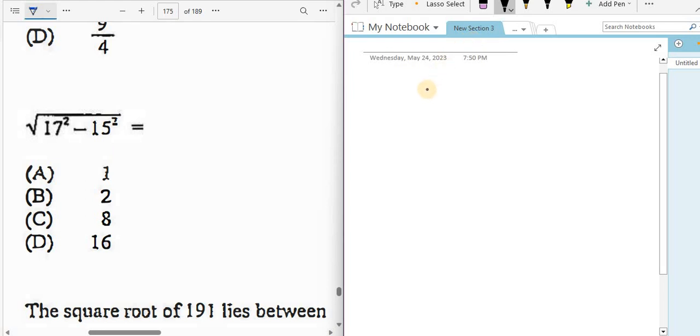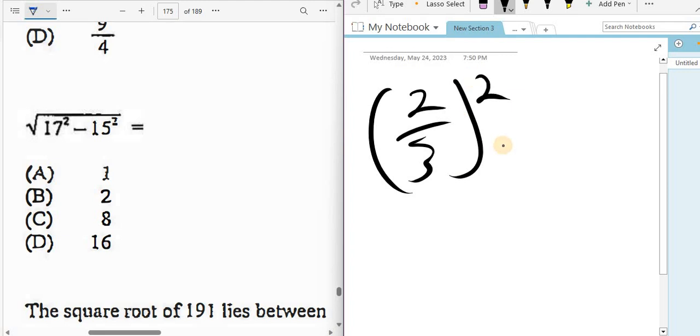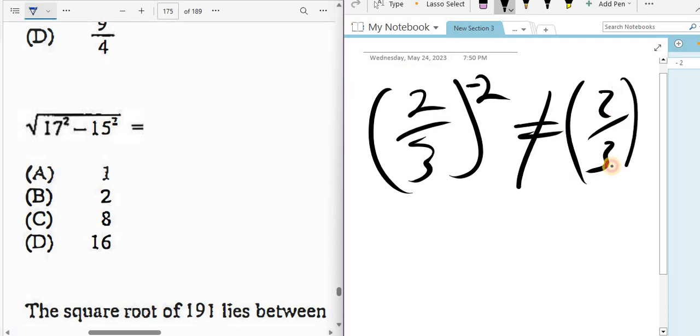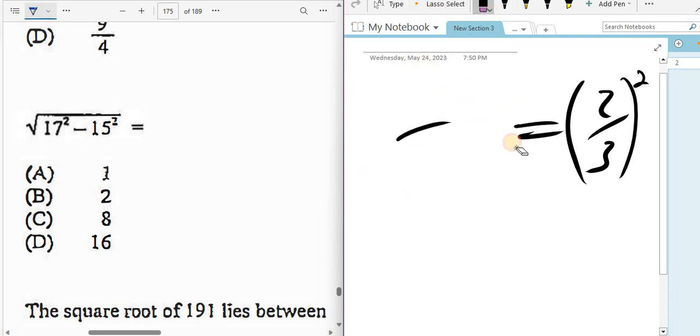Because you didn't ask for, what was the original one? 2 over 3? He didn't ask for this, guys. That's not what he asked for. What you were given had a negative power. Once it's negative, now you have to flip the fraction. Got it? This is not equal to 2/3 squared. These two things are not the same. One has a negative power, so it cannot be the same as one with a positive power, unless you flip the fraction. Clear? All right.